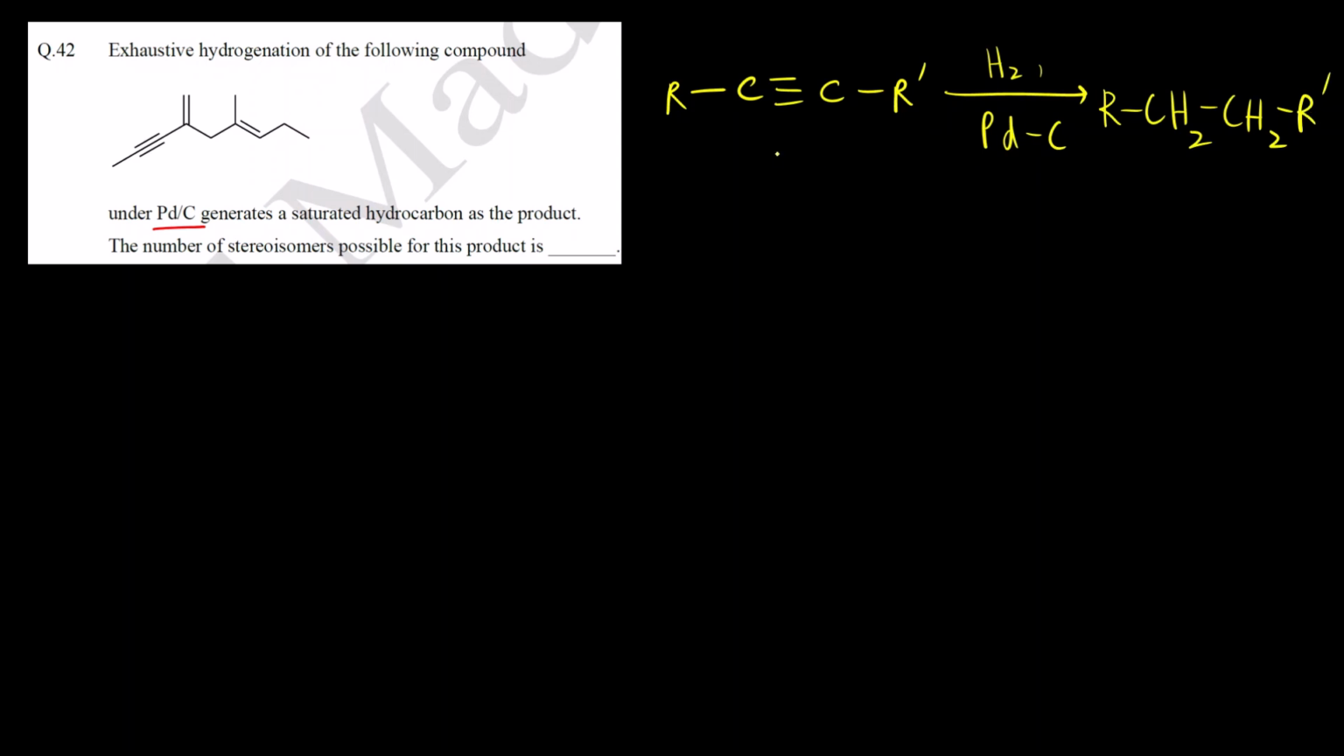Second one, exhaustive hydrogenation of the following compound under palladium charcoal generates a saturated hydrocarbon as the product. So what we have to do? We have to do complete hydrogenation. So we know alkynes, R dash, when you do a complete hydrogenation, what will happen? Alkyne will get reduced to alkene first. Alkene will be further reduced to alkanes. Okay, so the final product of reduction is alkanes for alkynes as well as for alkenes.